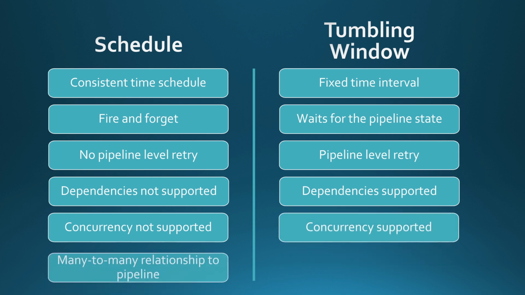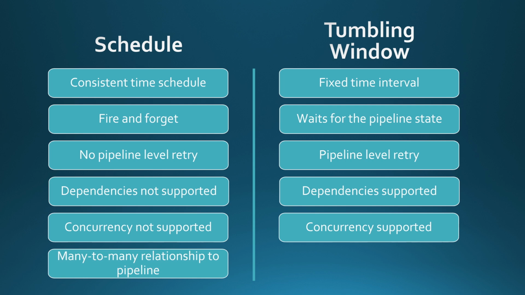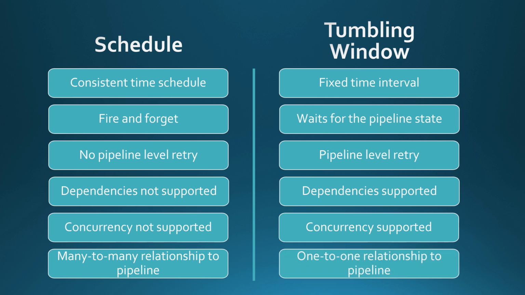Schedule trigger has many-to-many relationship to pipeline, so we can trigger multiple pipelines with one schedule trigger, and we can have multiple schedule triggers tied to one pipeline. However, the tumbling window relationship is one-to-one, so we can have one tumbling window per pipeline, and that's it.